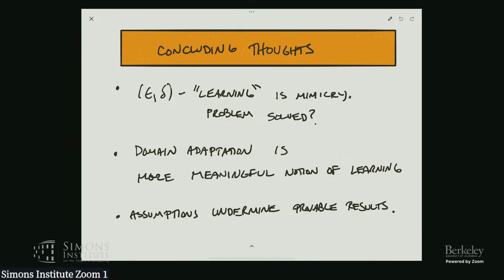And then again, just food for thought: for epsilon-delta learning, maybe we should consider it mimicry. Maybe we should consider the problem solved. We have both a statistical and computational theory for it that I think is very satisfying. I definitely believe that domain adaptation is a more meaningful notion of learning. And again, assumptions really do undermine our provable results. We like to think that provable results are better because they come with provable guarantees. But if you can't verify the guarantees that you need, then why are they better than heuristics? Again, something to think about. So I'll stop here. Thank you.